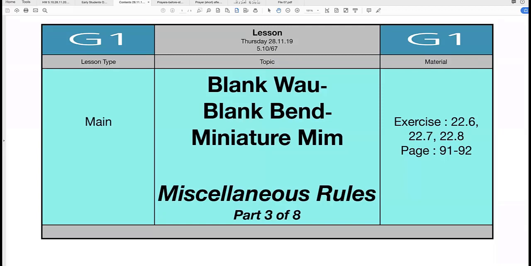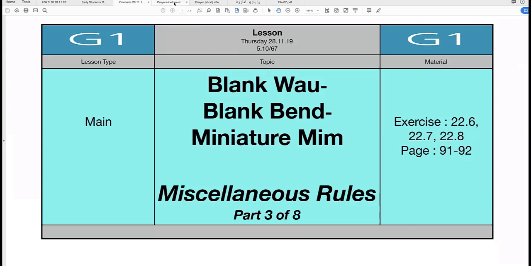Welcome everybody to today's class, Thursday, week 10. As you can see, today's class is going to continue in the theme of the miscellaneous rules. This is the third lesson of, inshallah, 8 on this particular lesson. And today we'll be covering the blank wow, the blank bend, and the miniature meme, inshallah.